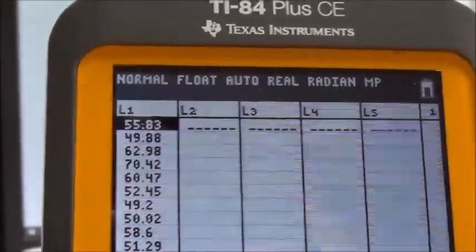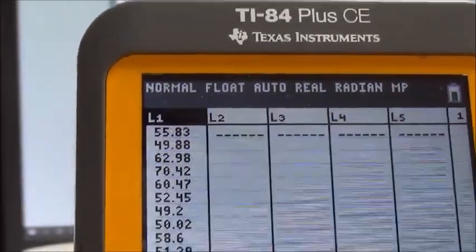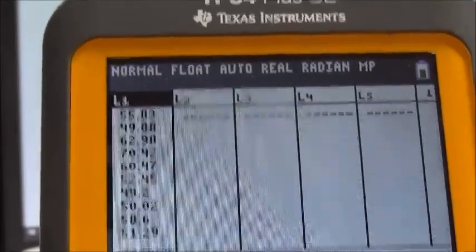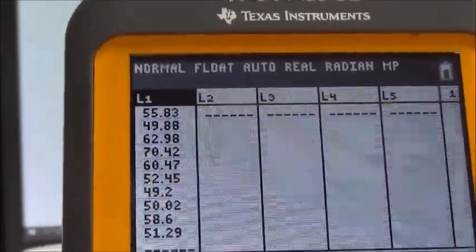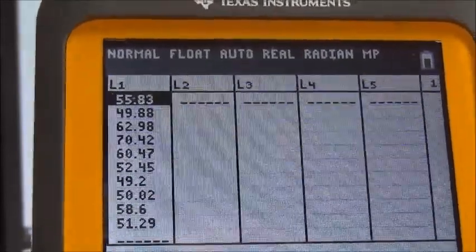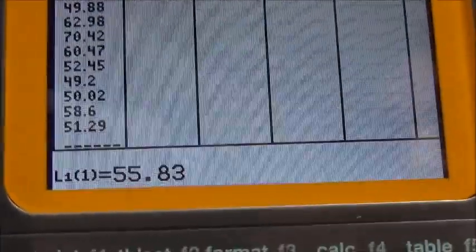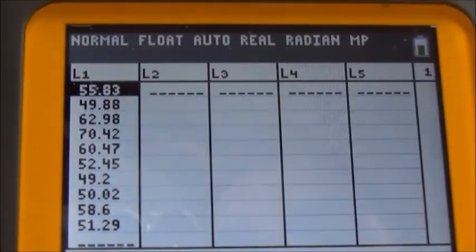I again went ahead and typed the values. Again, if you have other values, if you go up and highlight L1 and then hit clear and enter, it will clear your data. I don't want to do that. But go ahead if you need to, pause the video for a minute, get your data typed into list 1. Once you have your data in list 1, we are going to do our test again.